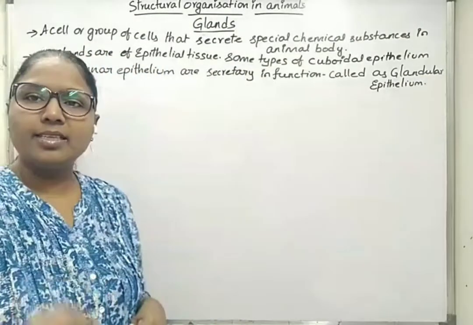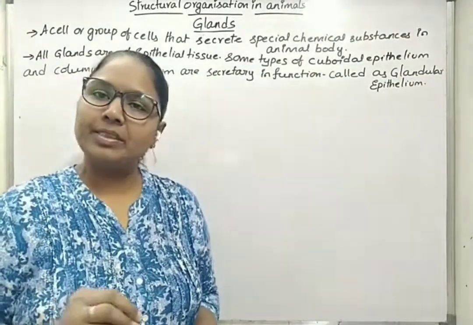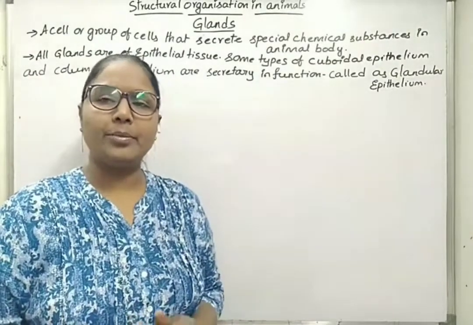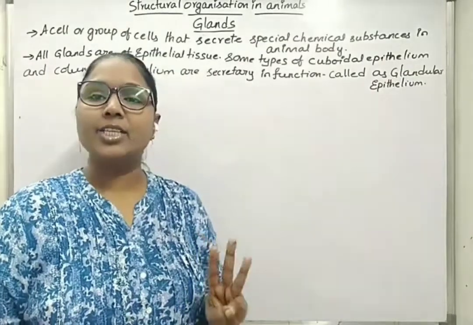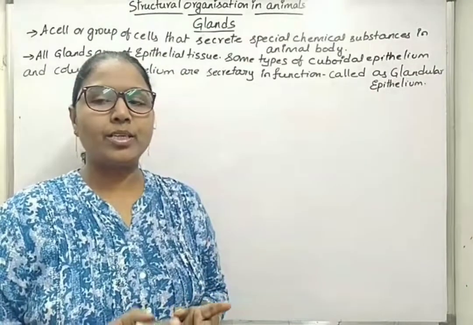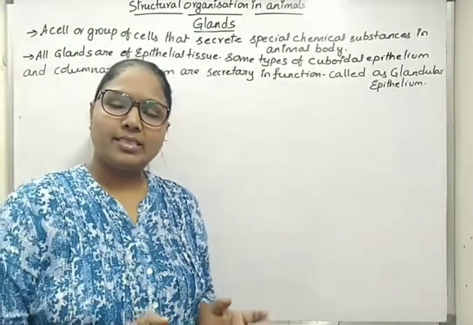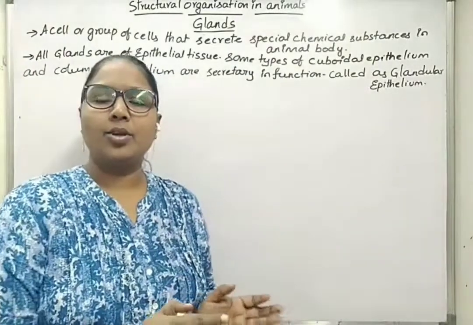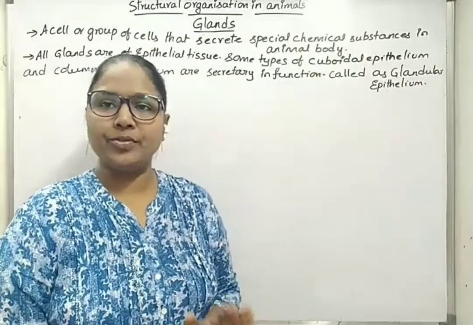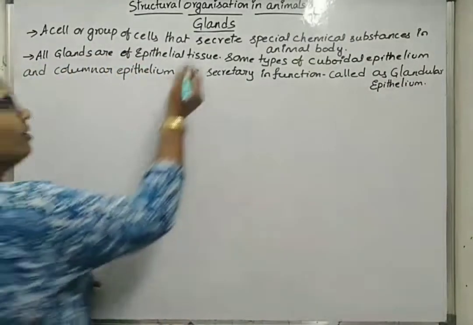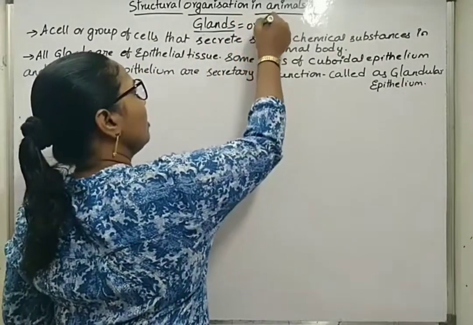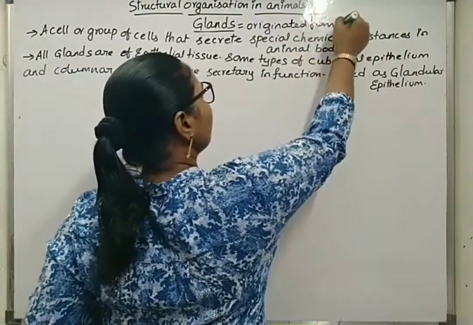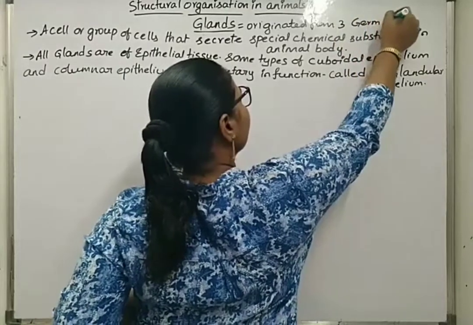So, these glands originate from three different types of embryonic layers. We know that during embryonic development, there are three germ layers: ectoderm, mesoderm, endoderm. All these three layers are responsible for the production of such types of glands. They originate from three germ layers.